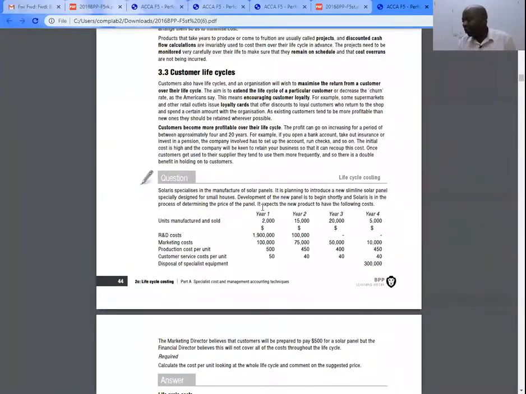How about the disposal? Disposal cost, they have not made mention of the word per unit anywhere. So I'll only take it the way it is, 300,000.